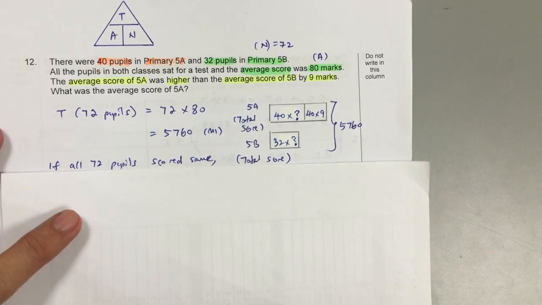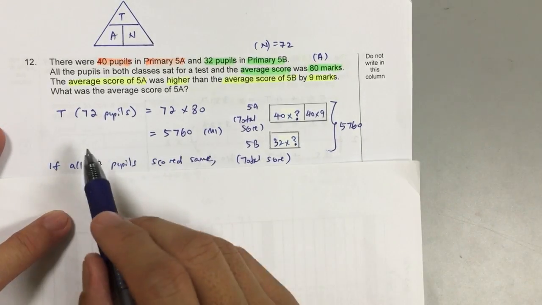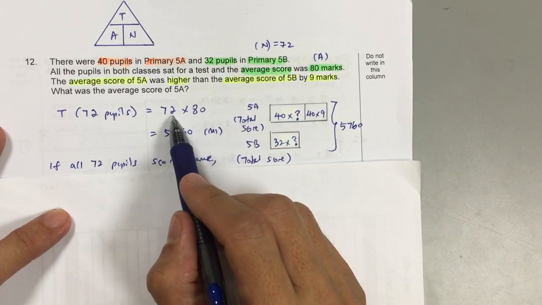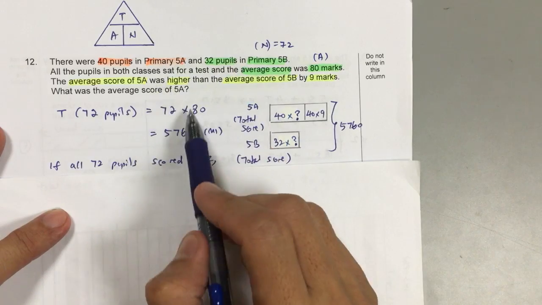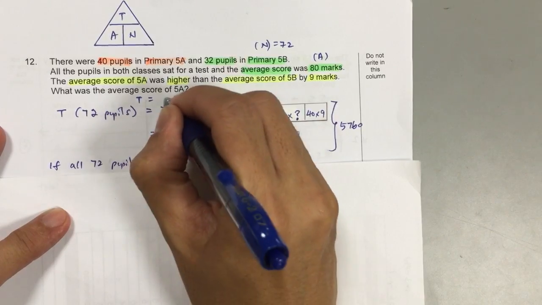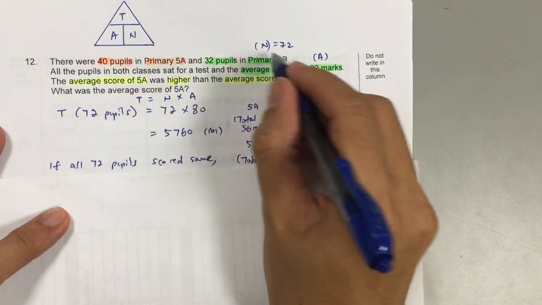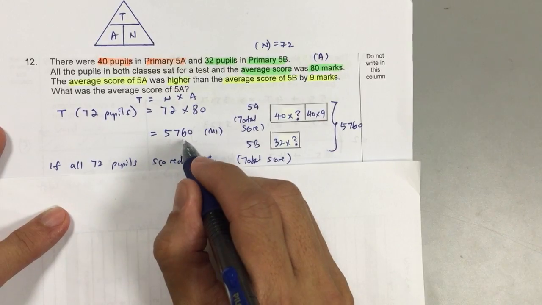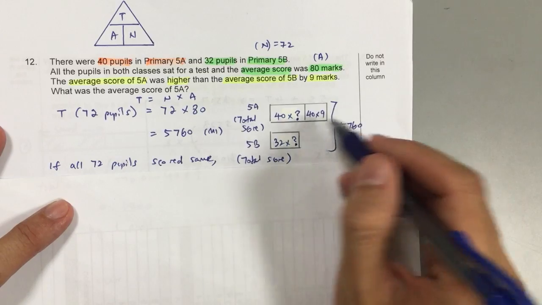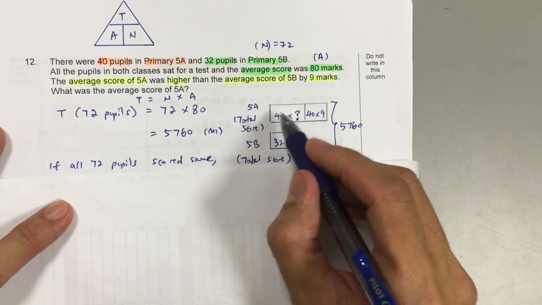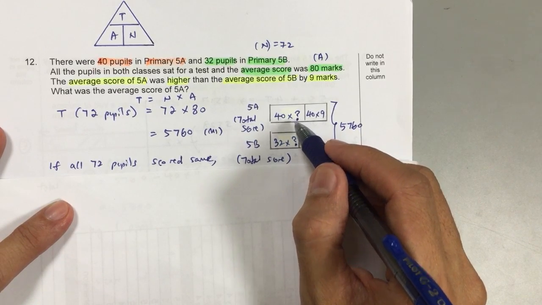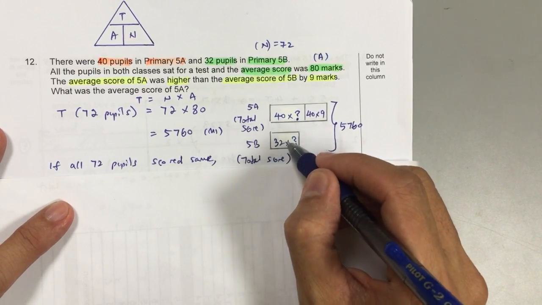So I draw a simple model this manner. So first I work out the total score by 72 pupils. Average score is 80, so I will have 72, because my T is N times A, right? Number is 72 times average 80 at 5760. I consider the total score. If I draw a simple model, the total score will be 40 times some score. I don't know what is this score. Class 5B is 32 students times the score.